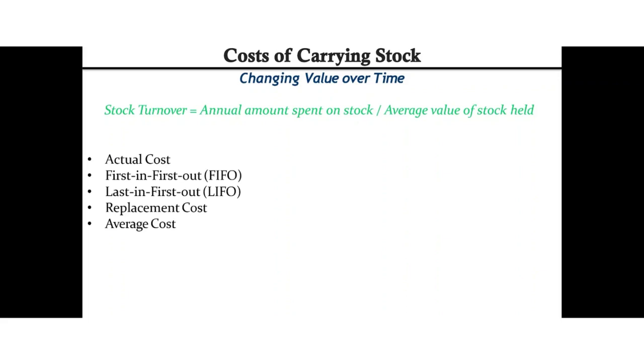First in, first out assumes that stock is sold in the order it was bought, so the remaining stock consists of the most recent purchases. Last in, first out assumes that the latest stock is used first, so the remainder is valued at early acquisition costs. Replacement cost is the full cost of replacing units at the current price, and average cost finds the average cost over some period.